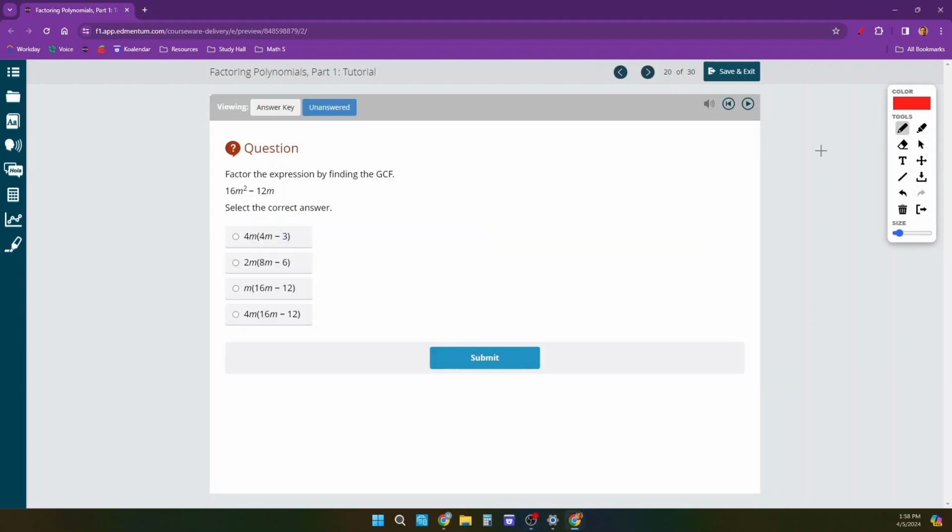Okay, so on page 20, we're hit with a question. Factor the expression by finding the greatest common factor, and we're given our expression here. So let me rewrite it so we can work on this. That's going to be 16m squared minus 12m. So it may not be super obvious at first glance what they have in common, but let's go ahead and just take it step by step.